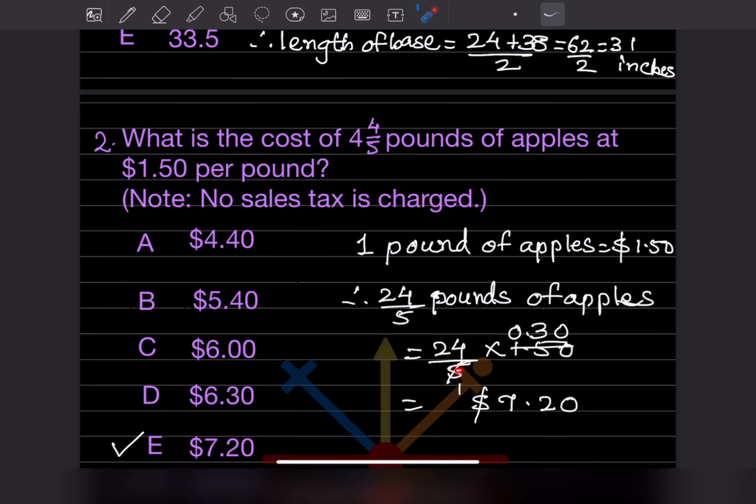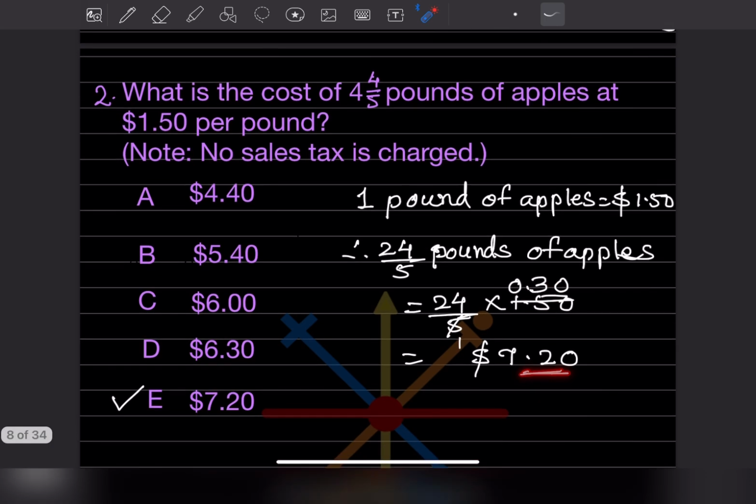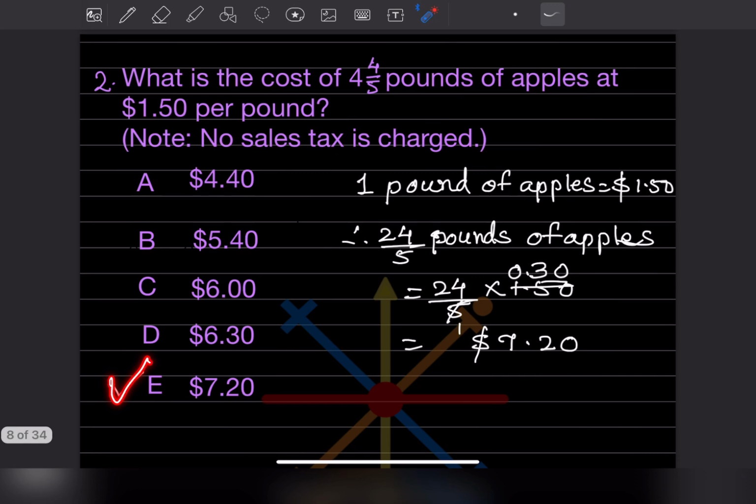So what will you do here? 24/5 times 1.50 divided by 1. We are not going to write the divided by 1. When you simplify this, 24/5 is going to be 4.8, and we can multiply 4.8 into 1.50, and that is going to be $7.20. So that is going to be the E option.